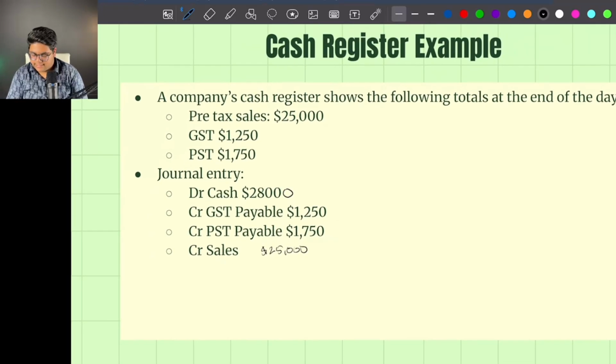Sorry, I guess my slideshow was a bit incomplete there. But basically, when you physically count the cash, you have $28,000 worth of cash. That's your debit, right? You have now increased cash, so you're debiting cash.